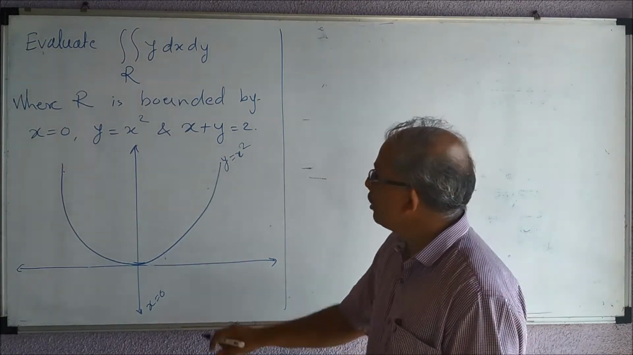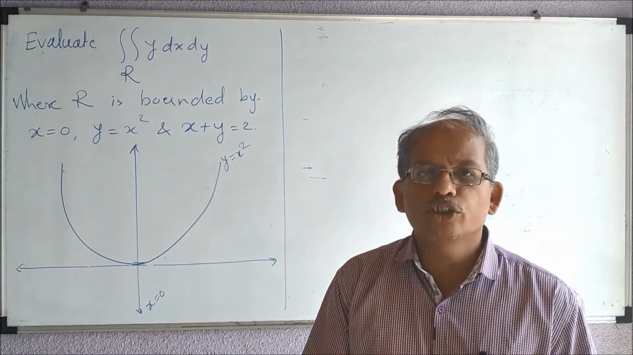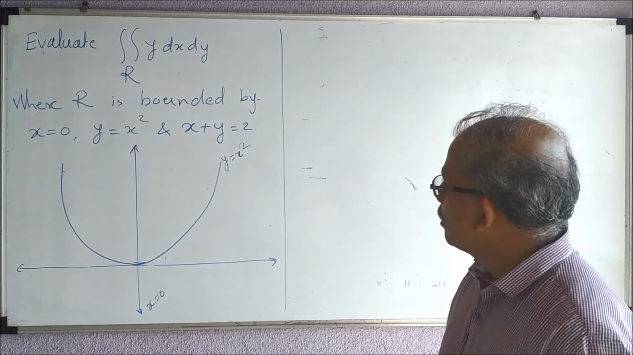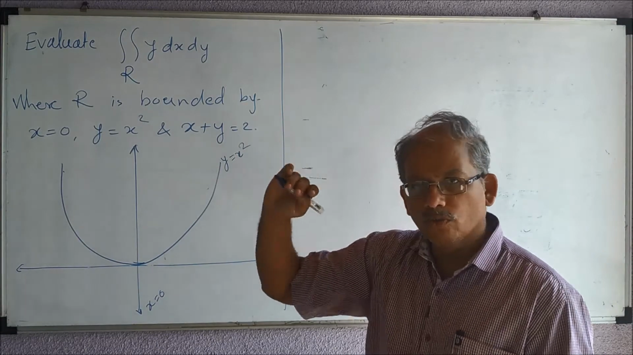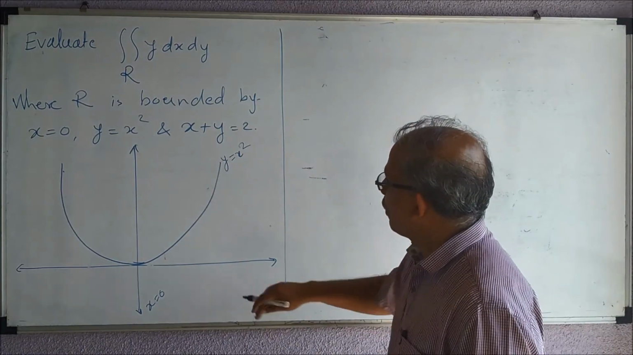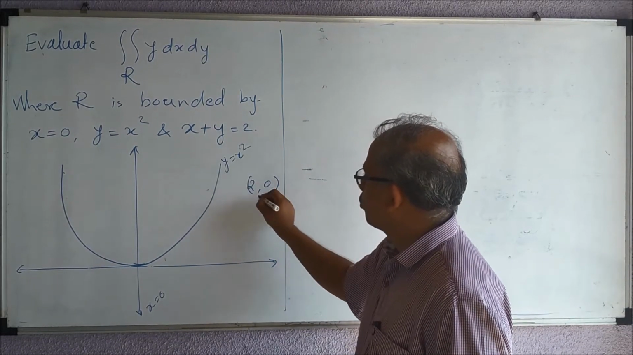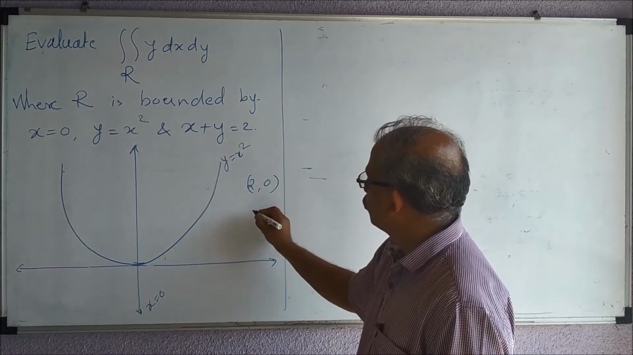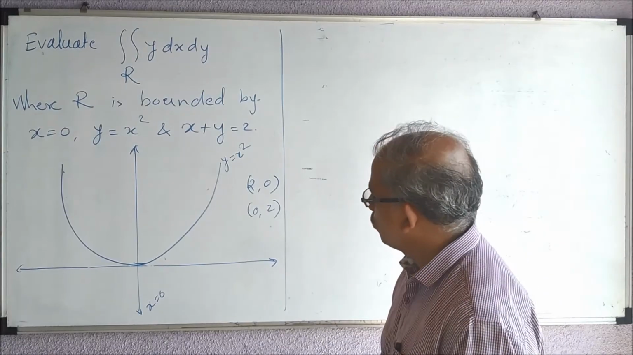Now we need to plot the line x plus y equal to 2. Let us take 2 points on this line, and you know the technique: first put x equal to 0 and find y's value, then put y equal to 0 and find x's value. This will give you 2 points. If I put y equal to 0, I get x equal to 2, so 2 comma 0 is 1 point on this line. If you put x equal to 0, you get y equal to 2, so 0 comma 2 is another point on this line.